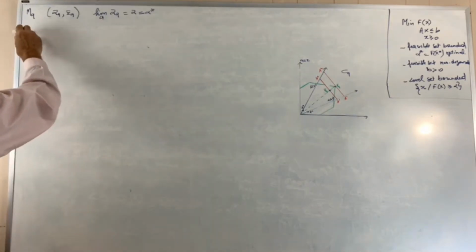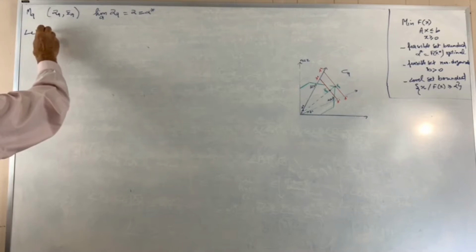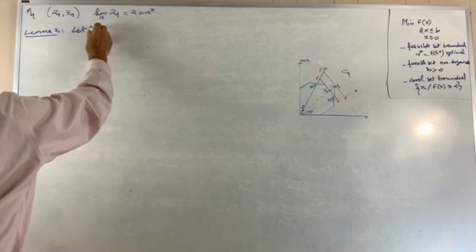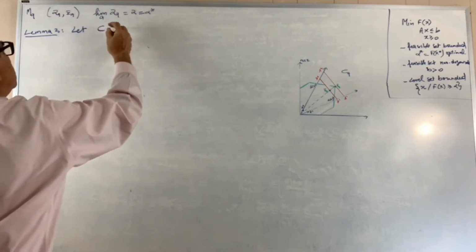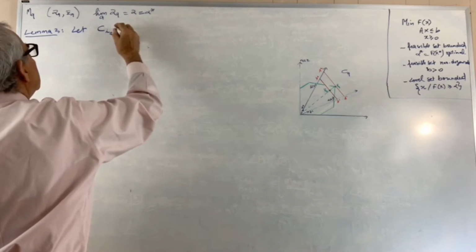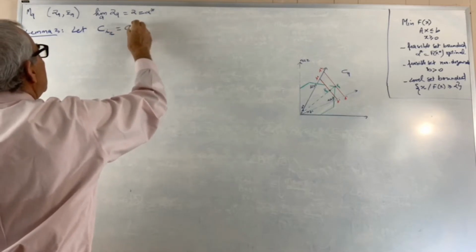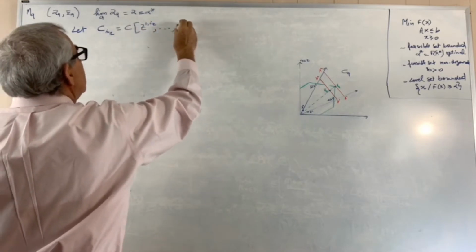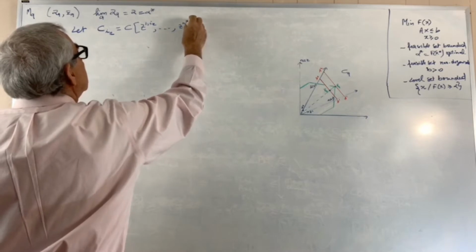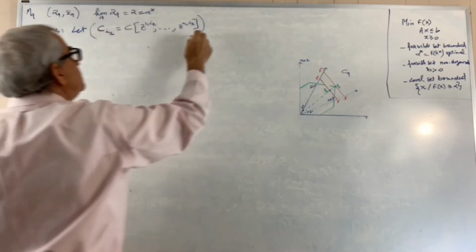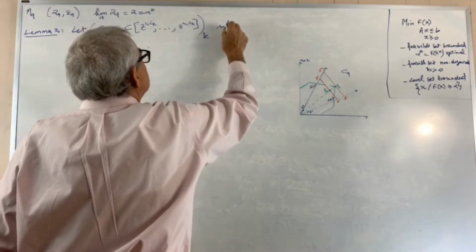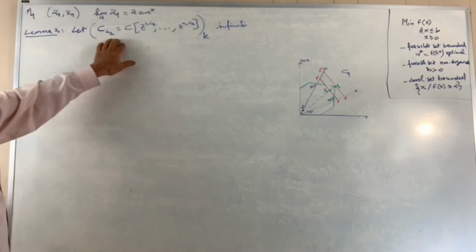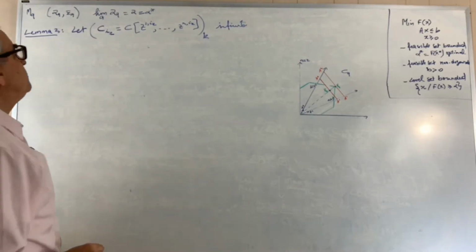Lemma 3. So let C_ik be equal to C of z_1^ik, etc., z_n^ik. This is an infinite sequence of nested cones obtained via the algorithm.